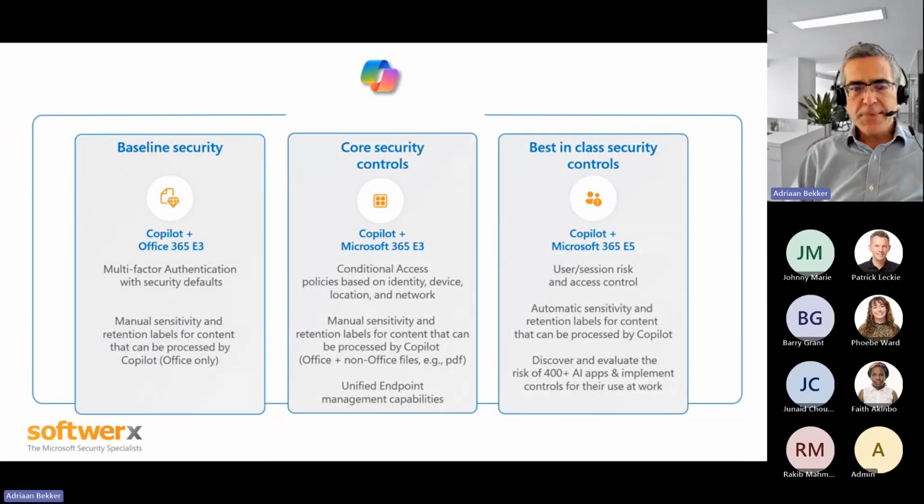For organizations, as a quick reminder, Copilot as a minimum needs Office 365 E3 or Office 365 standard, but with Office 365 E3 you do get MFA with the basic security defaults included. You can do some manual sensitivity retention for content, but it only works in Office. Most organizations tend to use Business Premium or M365 E3, which will give you additional security, for example, conditional access, to get a sense of where people can access data from.